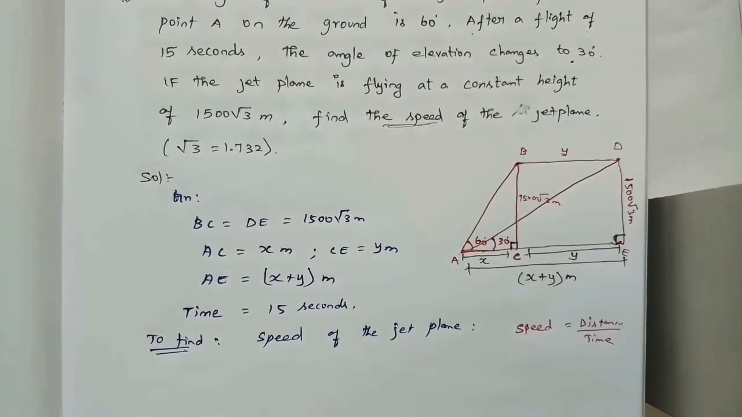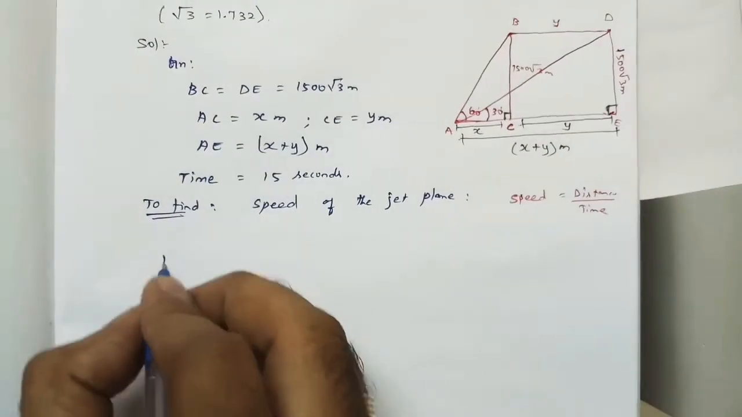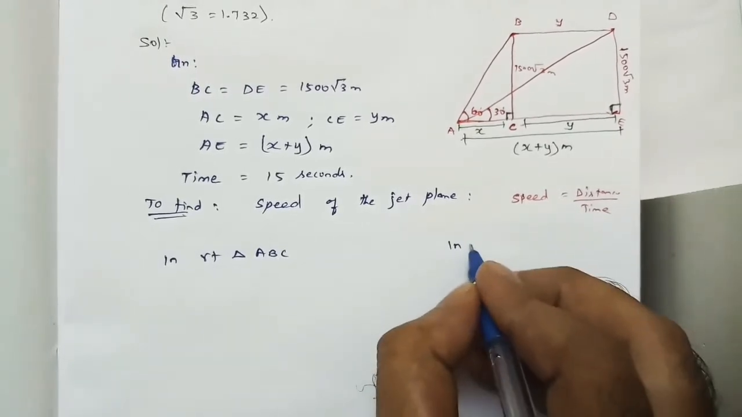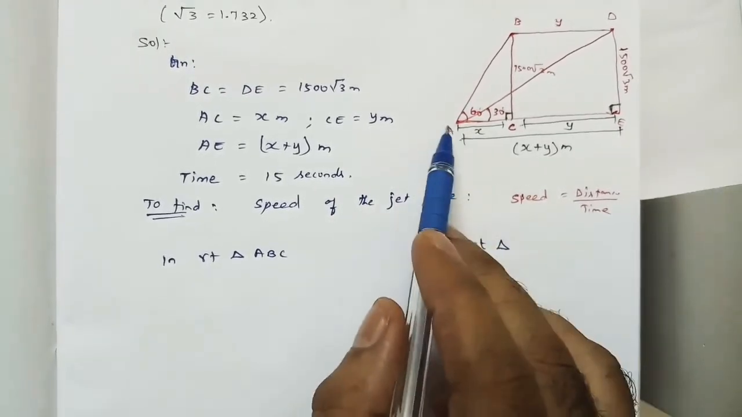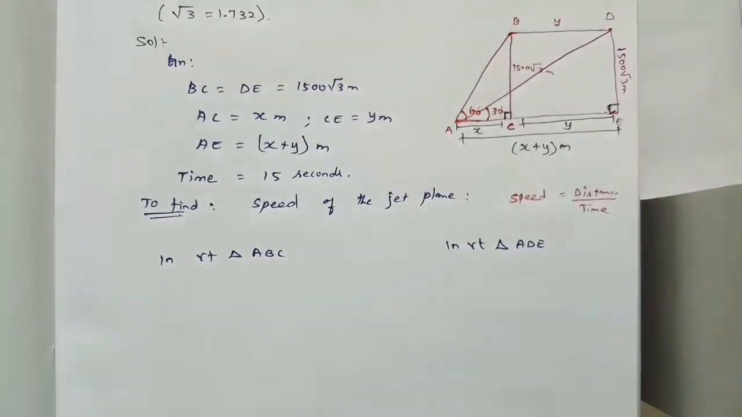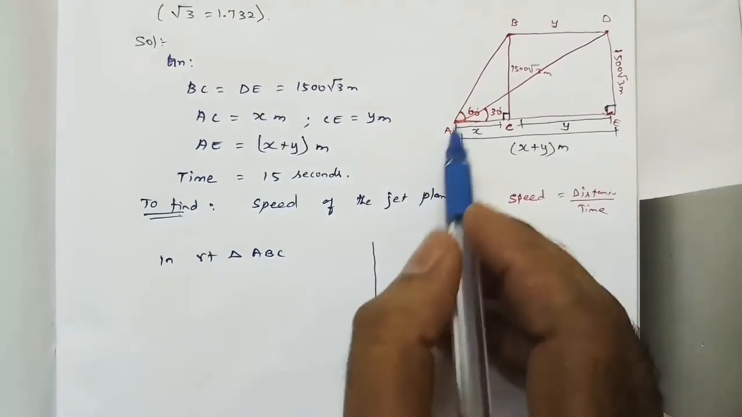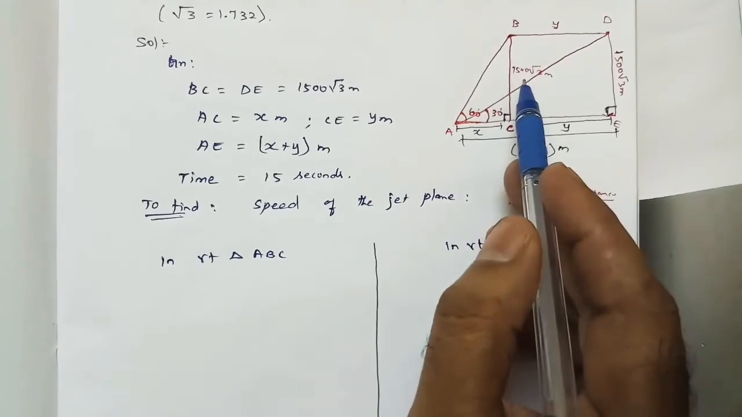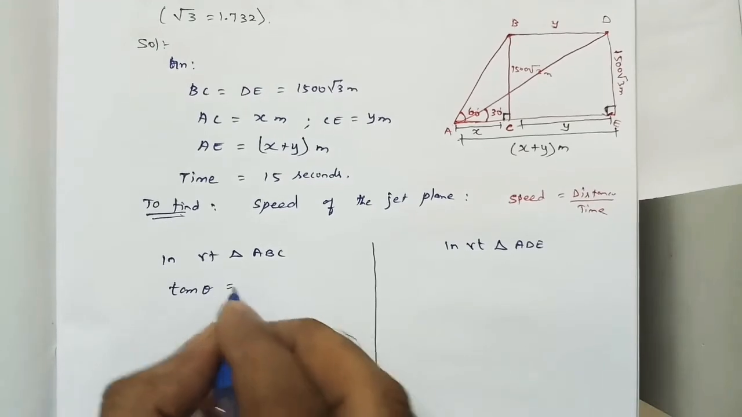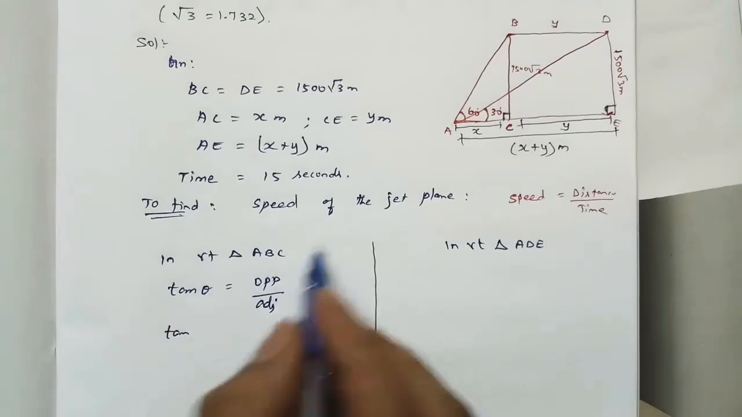So we have two right angle triangles: right triangle ABC and right triangle ADE. In right triangle ABC, we know the opposite side and we want to find the adjacent side. So opposite by adjacent, tan theta. So tan theta is equal to opposite side divided by adjacent side. What is theta in the right triangle ABC?